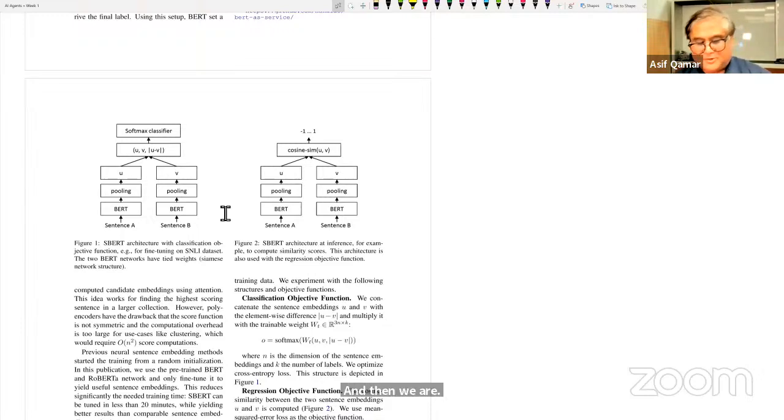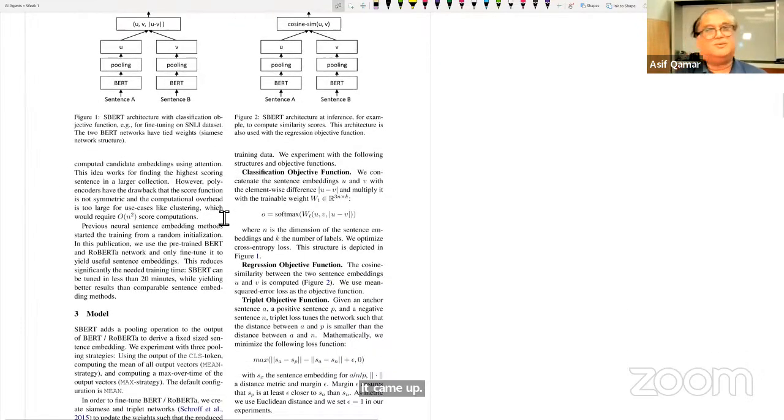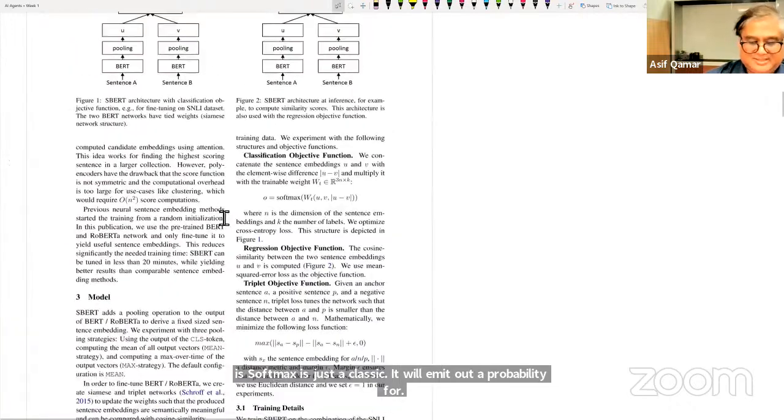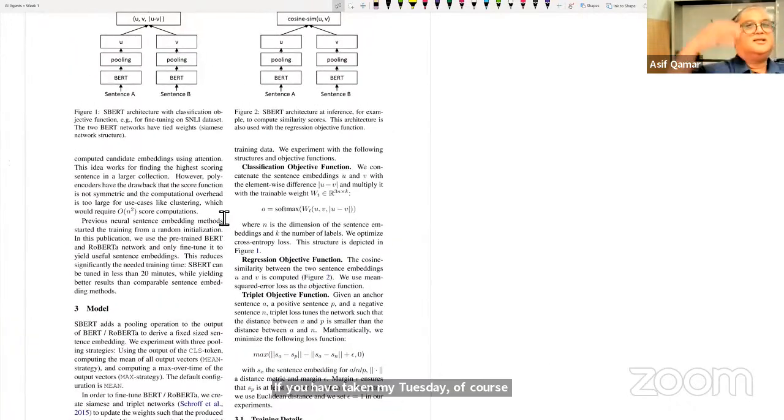Now, the softmax, what is softmax? It's just a class. It will emit out a probability for you. If you have taken my Tuesday class, of course, you know what it is. But if not, it doesn't matter. Just think that it produces a number between 0 and 1 for you.